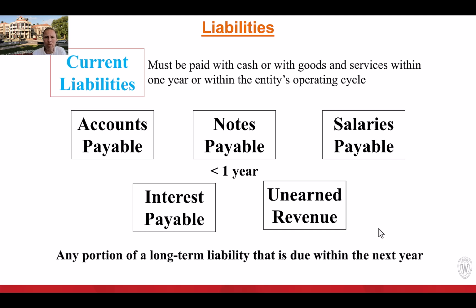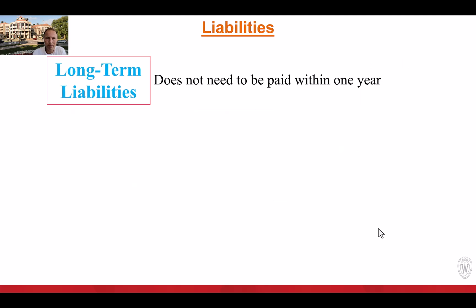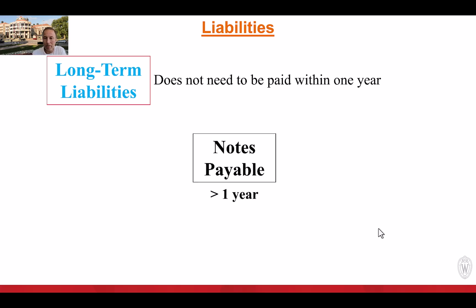Also, any portion of a long-term debt. So maybe your parents own a house. They have a 30-year mortgage to pay off that house, so they make monthly payments. Any of the monthly payments that are due in the next 12 months would be a current liability, even though the entire loan length is 30 years. And then you've got long-term liabilities, which are liabilities that don't need to be paid within a 1 year period of time. So for example, a loan that is greater than 1 year would be a long-term liability.